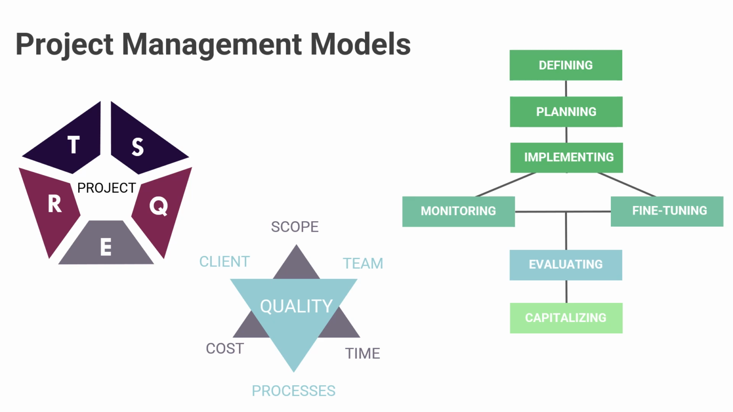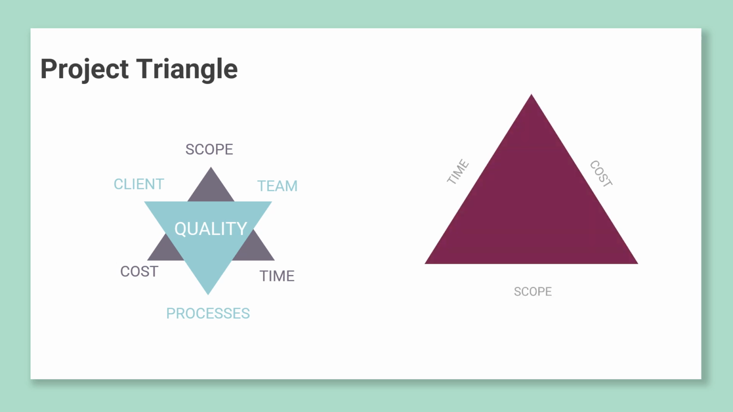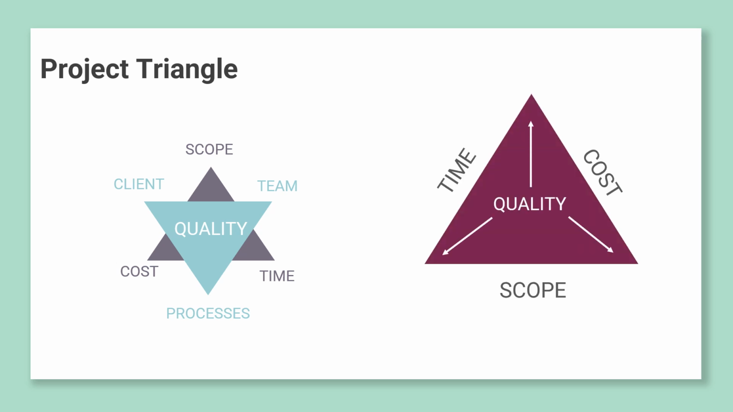One of the most frequently used models is the project triangle. You can find this model in many different variations. The point of the model is that project management is about balancing three different aspects of the project, namely the output quality, the time, and the budget.